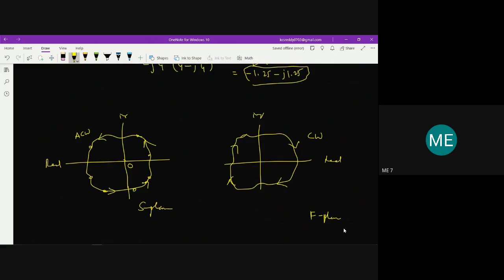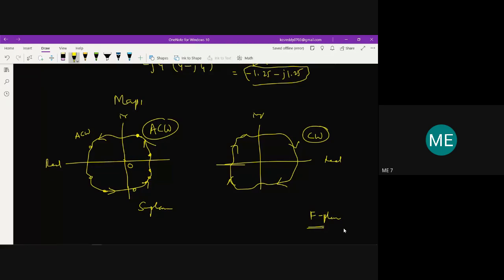So for the different s values on the path which you choose, if you calculate the f values in the f plane, then it is going to give an anti-clockwise direction. This will become clockwise direction. So exactly it will give the mirror value. This procedure you can call a mapping procedure.